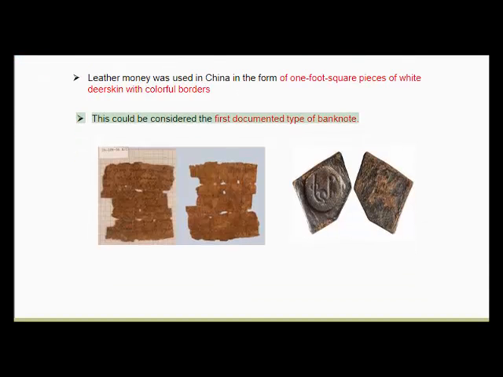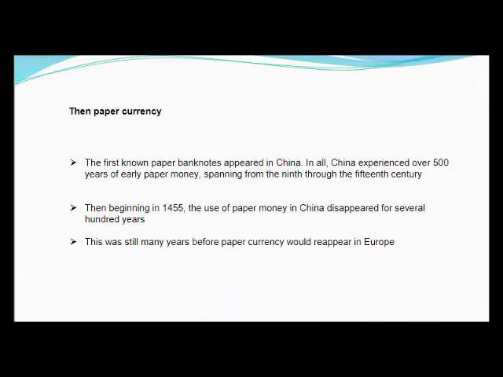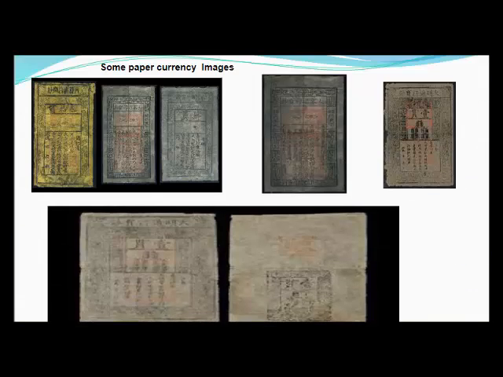Then paper currency. The first known paper banknotes appeared in China. In all, China experienced over 500 years of early paper money, spanning from the 9th through the 15th century. Then beginning in 1455, the use of paper money in China disappeared for several hundred years. This was still many years before paper currency would reappear in Europe. Some paper currency images.